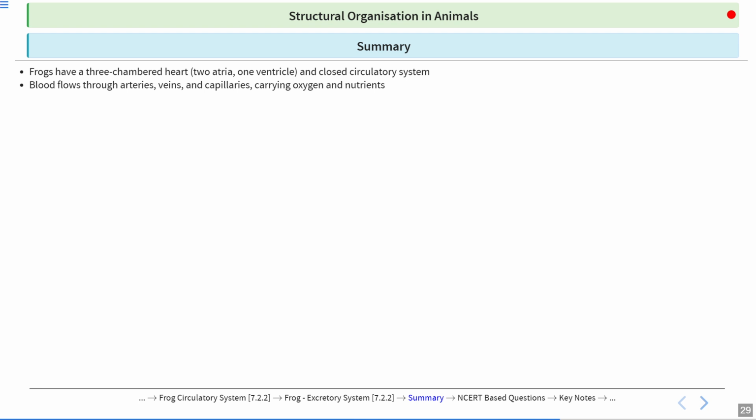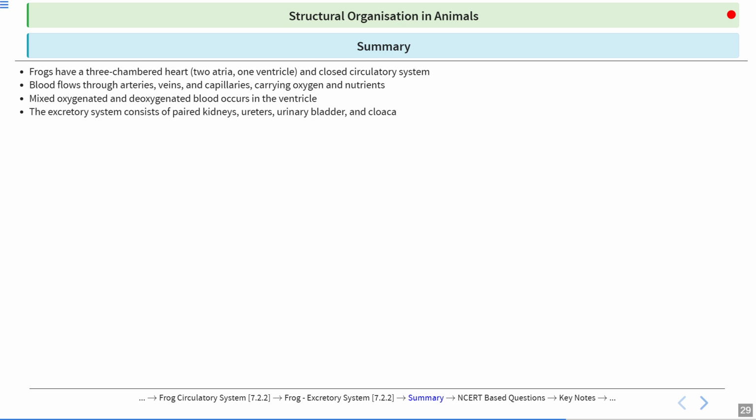Now we will talk about the summary. Frogs have a 3-chambered heart, 2 atria and 1 ventricle, and that forms a closed circulatory system because the blood flows through the arteries, veins and capillaries, carrying oxygen and nutrients. Mixed oxygenated and deoxygenated blood occurs in the ventricle, the lower part of the heart, which carries this mixed type of blood.